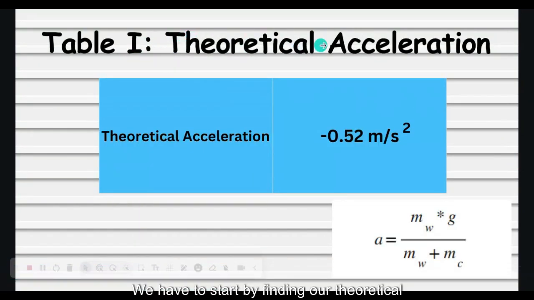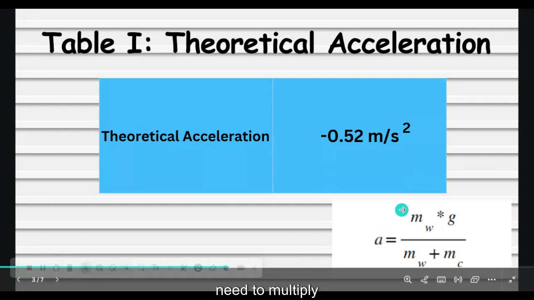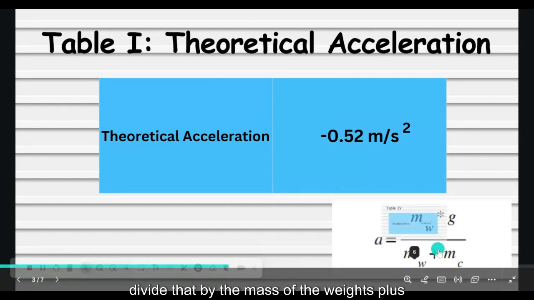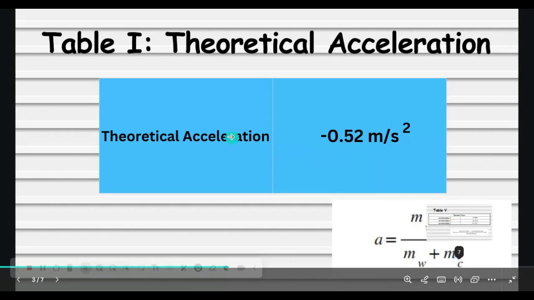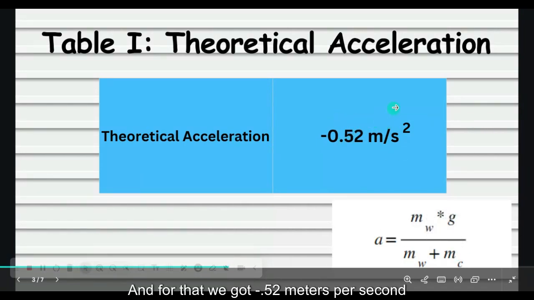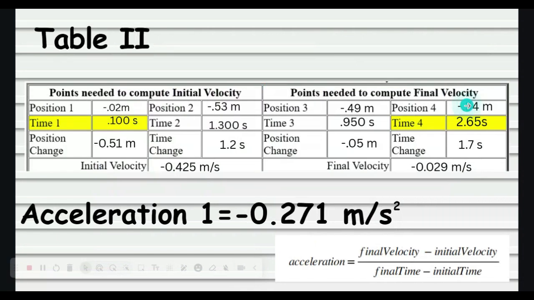First, we have to start by finding our theoretical acceleration, which in order to find, we need to multiply the mass of the weights times gravity and divide that by the mass of the weights plus the mass of the glider. And for that, we got negative 0.52 meters per second squared.